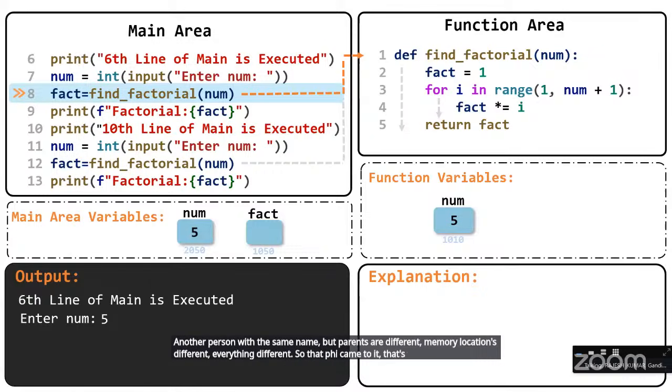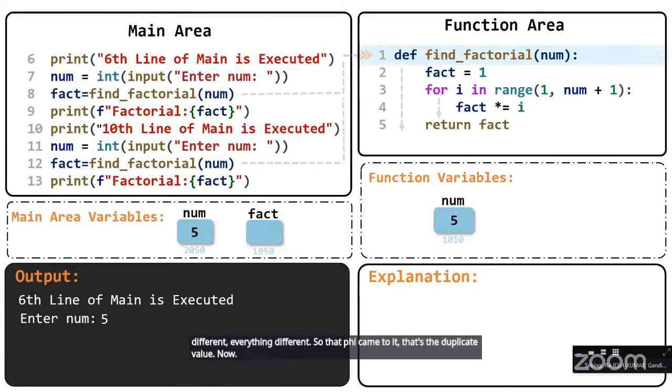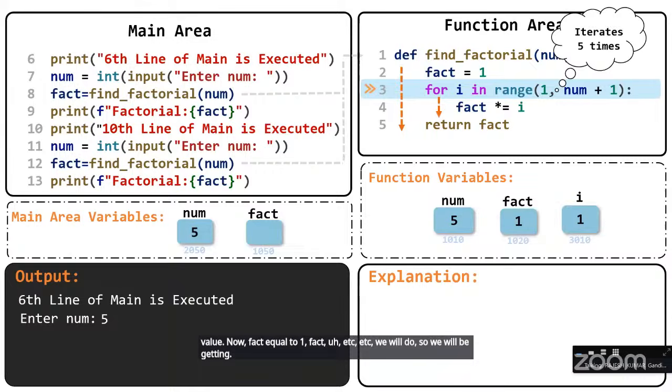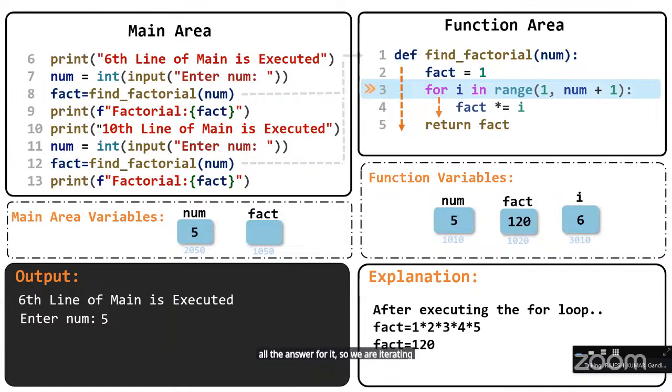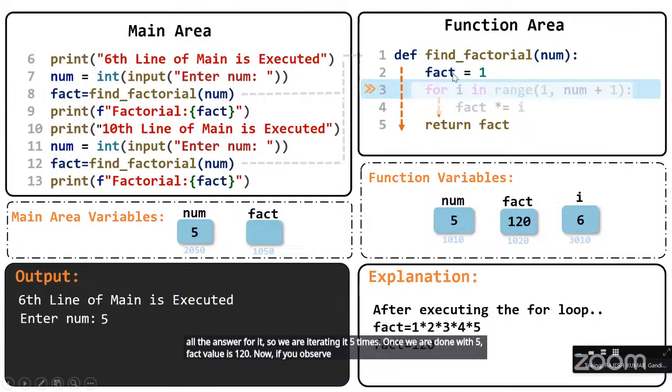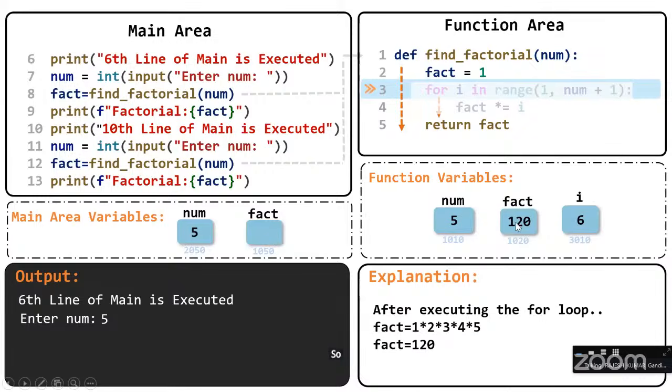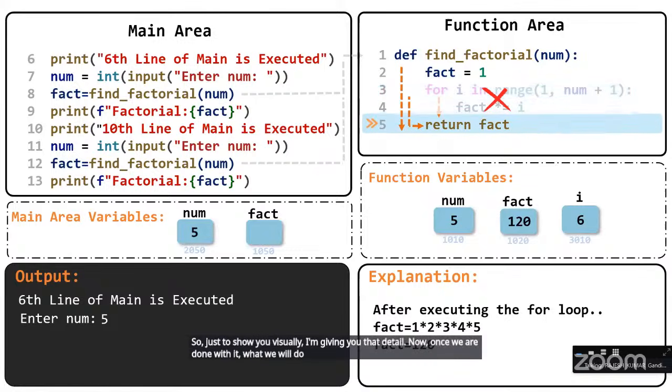That's the duplicate value. Now fact equal to 1, and so on we will do. So we will be getting all the answers for it. We are iterating it 5 times. Once we are done with 5, fact value is 120. Now if you observe, the same variable name I have in the function and in the main, but both are different. Both memory locations are different. You can observe here, right? Just to show you visually, I'm giving you that detail. Now once we are done with it, what will we do? We will again return back to the calling line.